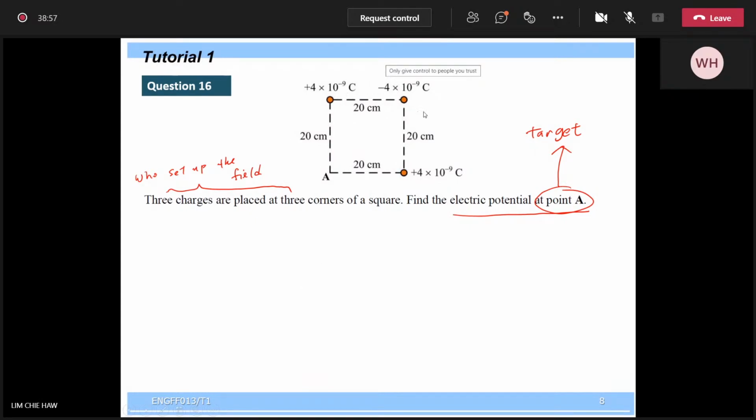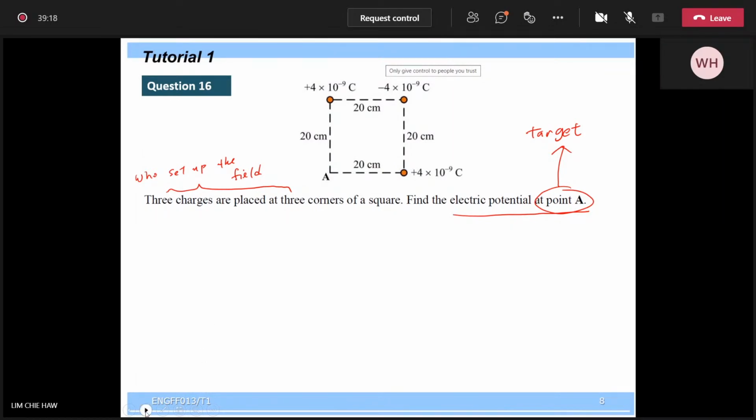Remember just now I said you have to know who set up the field. So it's very obvious, 3 charges. You have 3 charges that set up the electric field, and the target will be point A here. So remember, if you have 3 charges to set up the field, there will be 3 electric potentials, right?